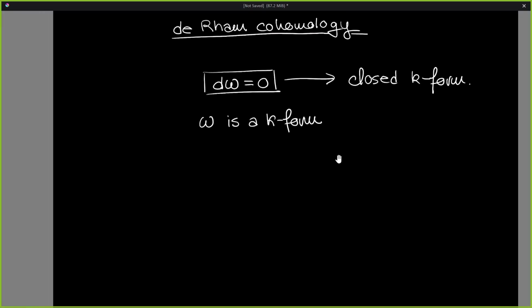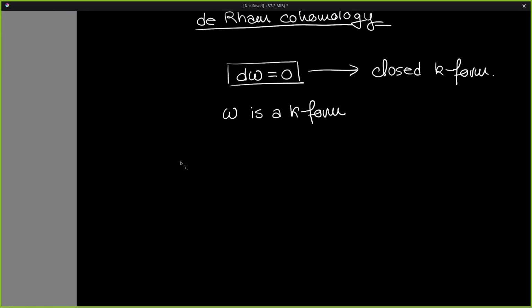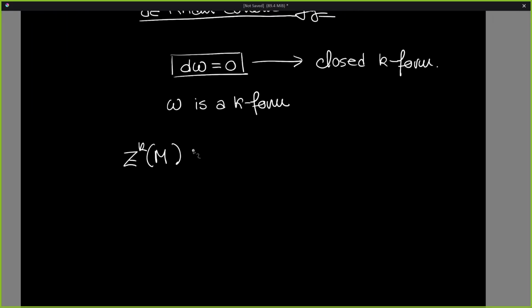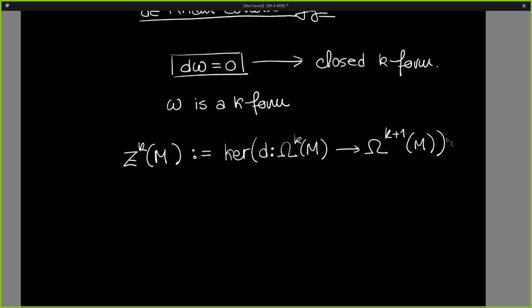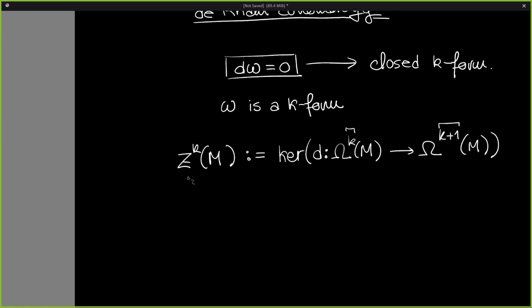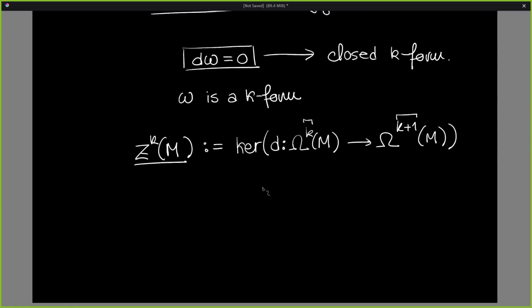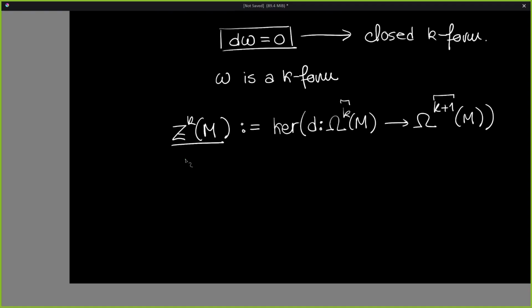So we're going to call the set of these closed forms Zk on M, and this is defined as the kernel of the exterior derivative operator from omega k of M, the differential k forms, to the differential k plus 1 forms. The reason I'm mentioning this is that these orders will become apparent in our next definition. So this is called Zk, and it's actually a vector space, because you can add the forms and so forth. So this is the set of closed k forms.